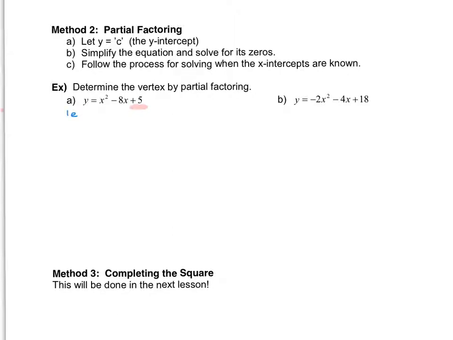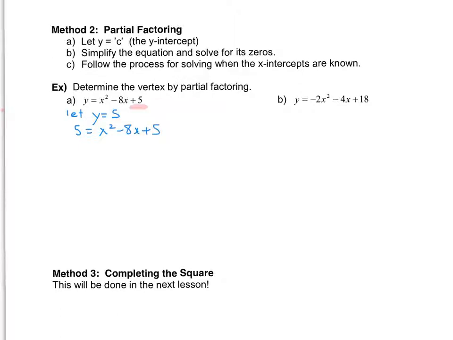So I'm going to work through this example as I go through these instructions up at the top. I'm going to let y equal 5. So what that gives me then is this equation: 5 is equal to x squared minus 8x plus 5.